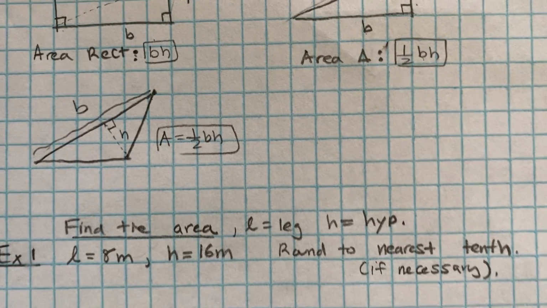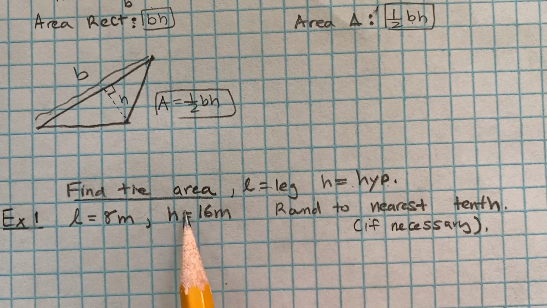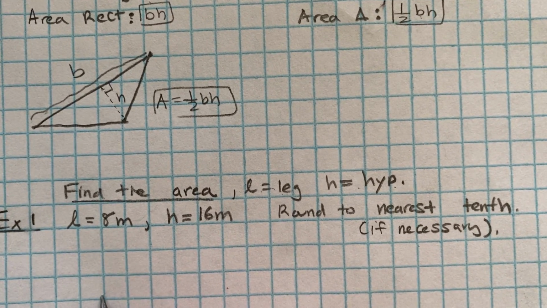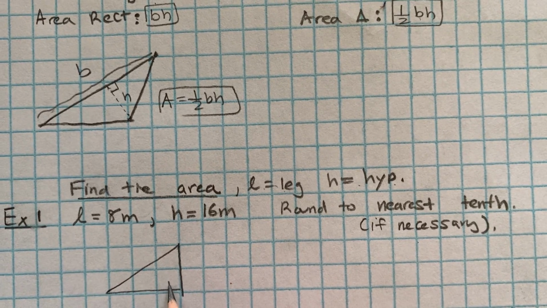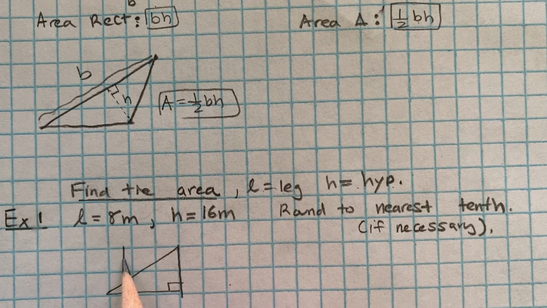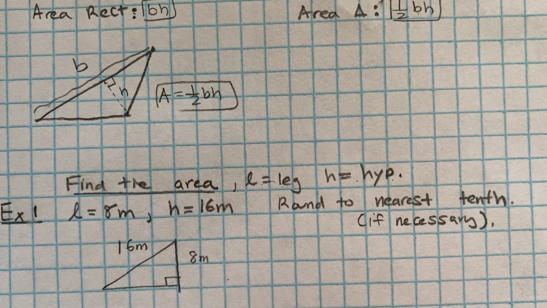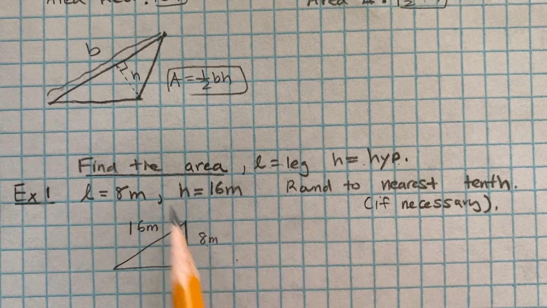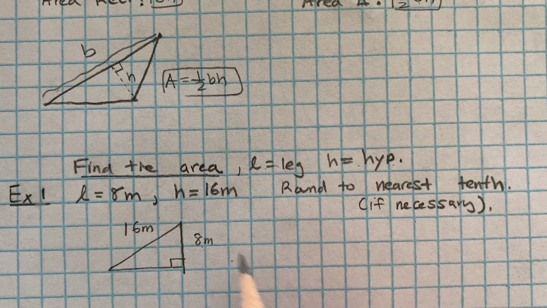Okay, so let's take a look. Given that L is the leg and H is the hypotenuse, find the area, round to the nearest tenth if necessary. And so, if you're a visual learner like myself, I would just draw the picture out. Okay, if they give you the hypotenuse is 16, and L is a leg, we'll call it 8 meters. It doesn't really matter if you call this 8 or that 8. Okay, so this is a right triangle, by the way. The problem stated it was a right triangle. I just didn't write it out. And you want to find the area.